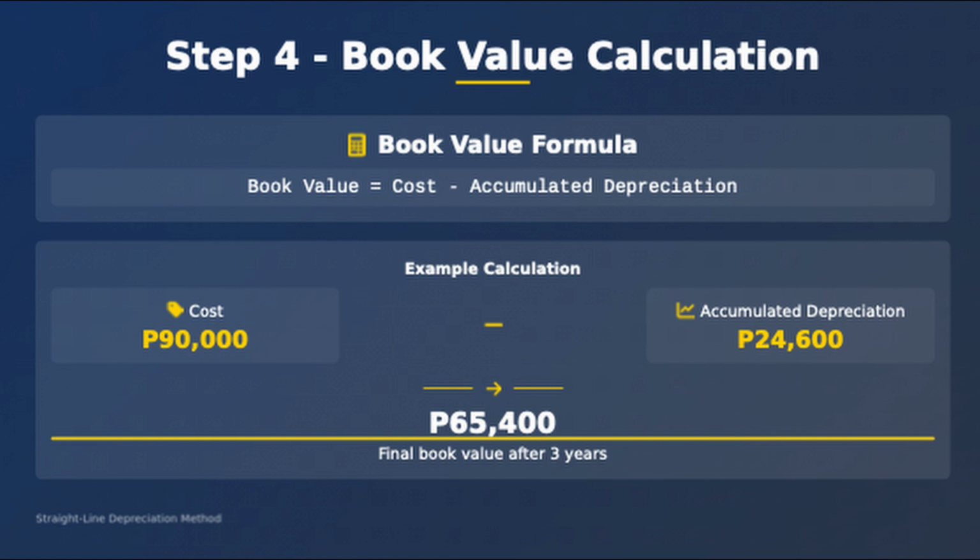It is displayed prominently in a circle or box. And there you have it. The book value of the electronic ballast after 3 years is 65,400.